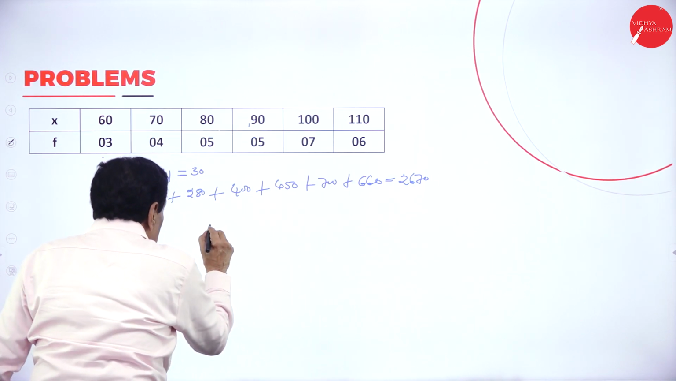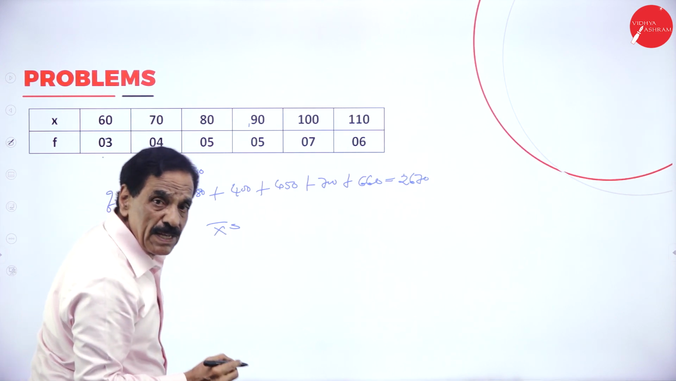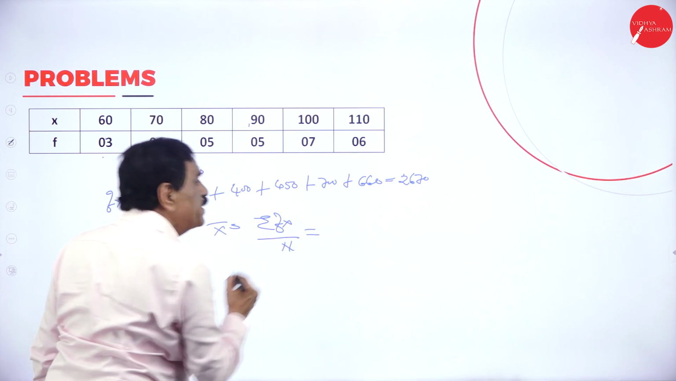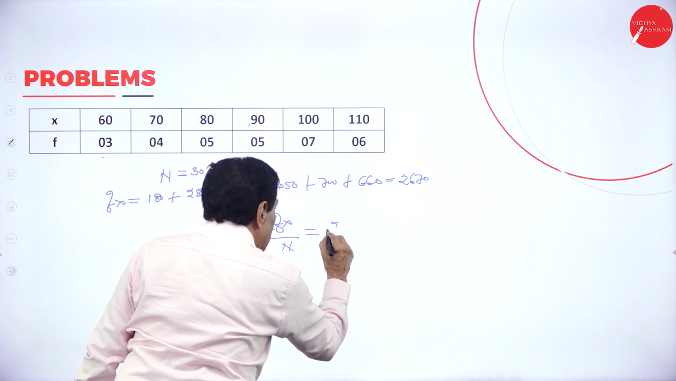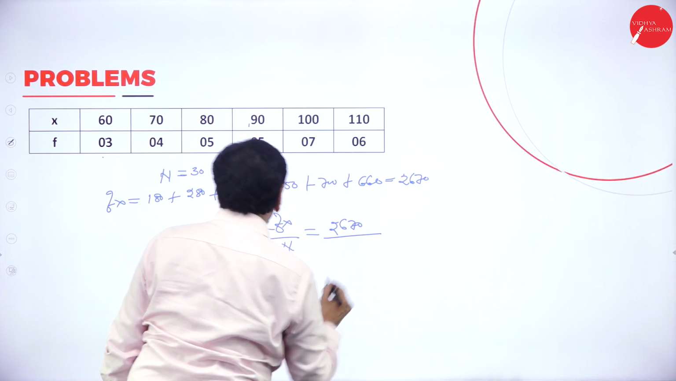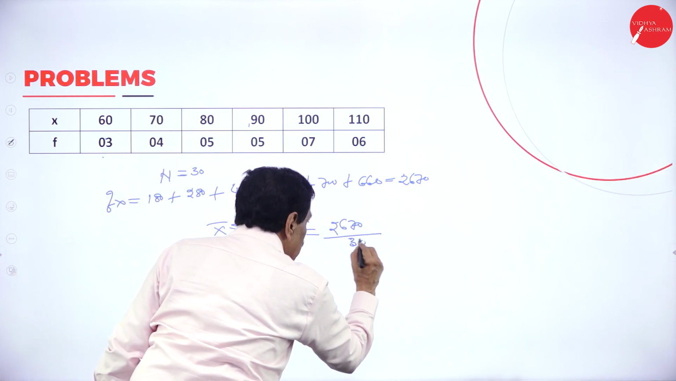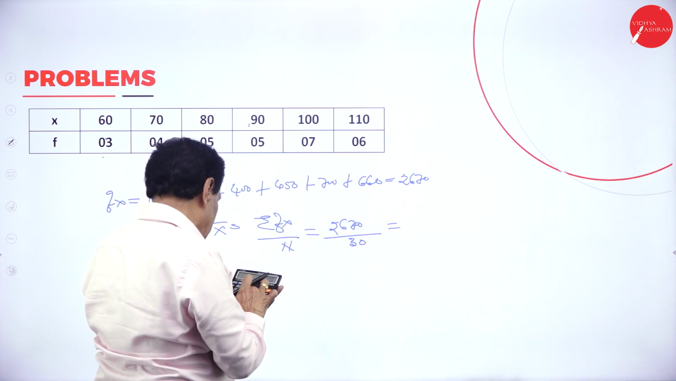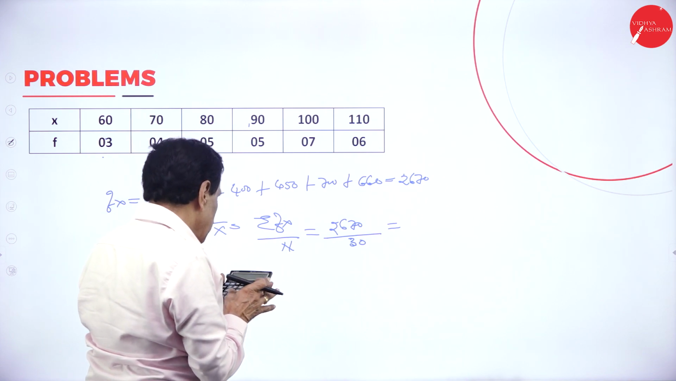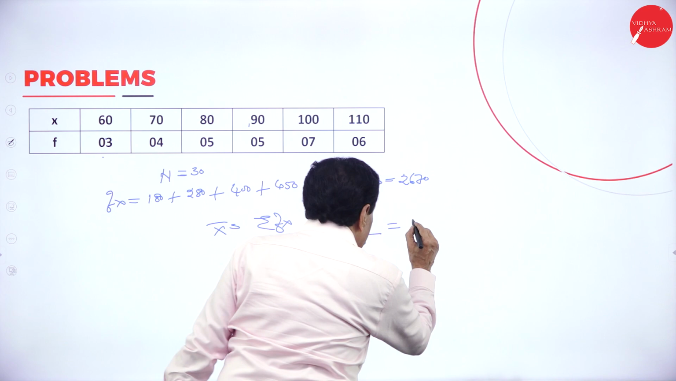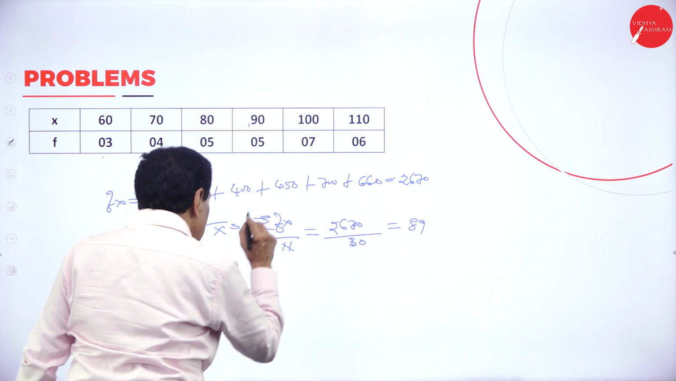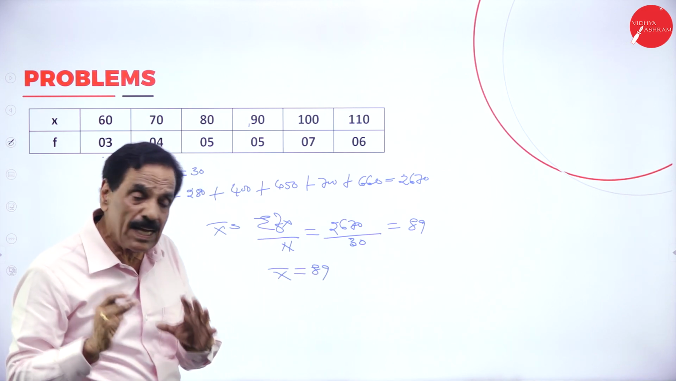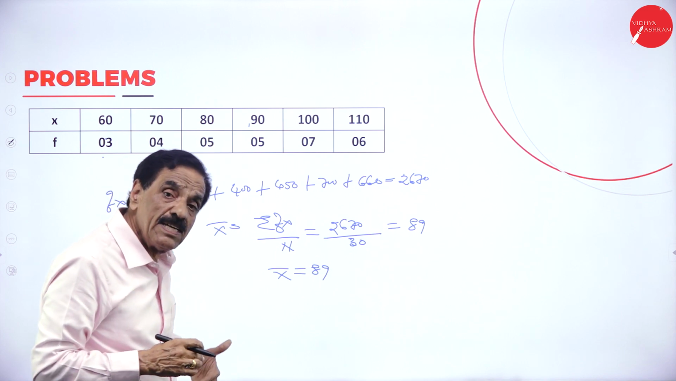Now apply the formula. Mean is equal to sigma fx over n. What is sigma fx? 2670. Total number of frequencies 30. If we cancel, 2670 divided by 30 is equal to 89. So mean is equal to 89. The average of the given numbers is 89. This is what you have to do when the frequencies are given.